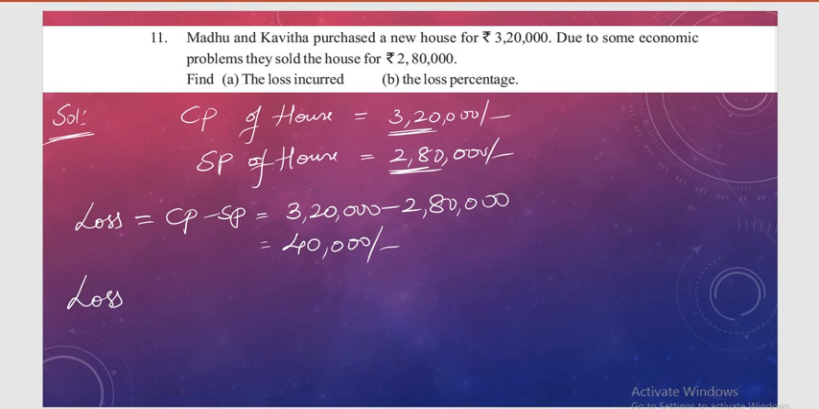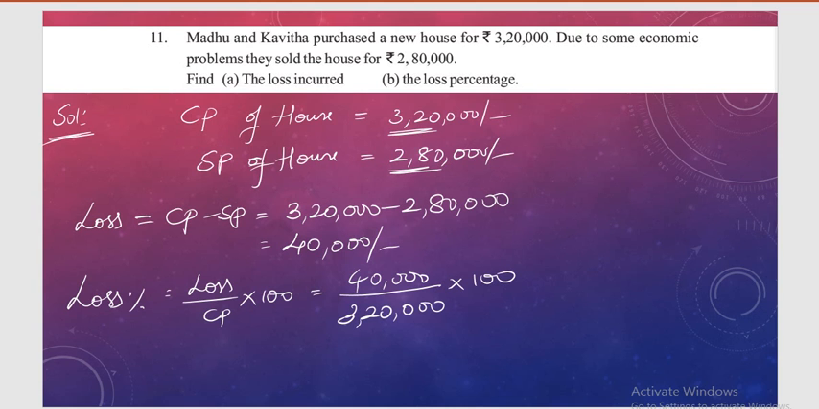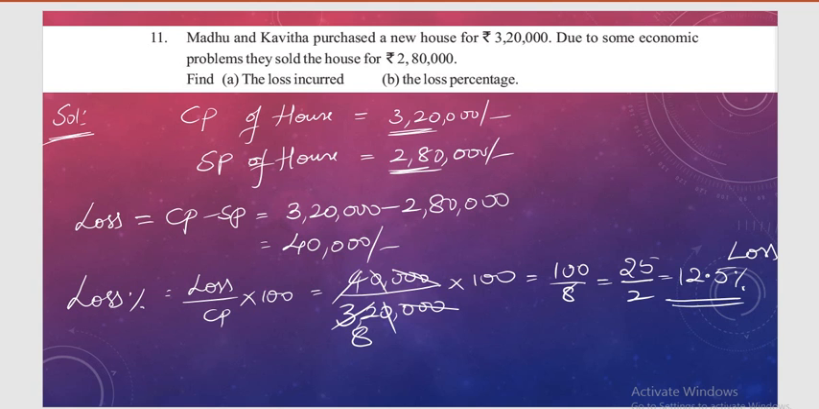Now what do I need to find? The second bit is the loss percentage, no? So loss percentage is given by loss by CP into 100, which is loss 40,000 divided by CP. What is the cost price? 3,20,000 into 100. If you clearly observe, these three zeros and this 1 0 1 0, I can cancel it out. So this is 3, right? Now in 4 table 32 goes 8 times, 4 8s are 32. Then what am I left with? 100 by 8. So 100 by 8 I can write as 100 by 8, and in 4 table I can cancel it out: the denominator goes 2 times, the numerator goes 25 times. So 25 by 2 is nothing but 12.5%. So this is the loss percentage. So 12.5% loss has occurred, right?